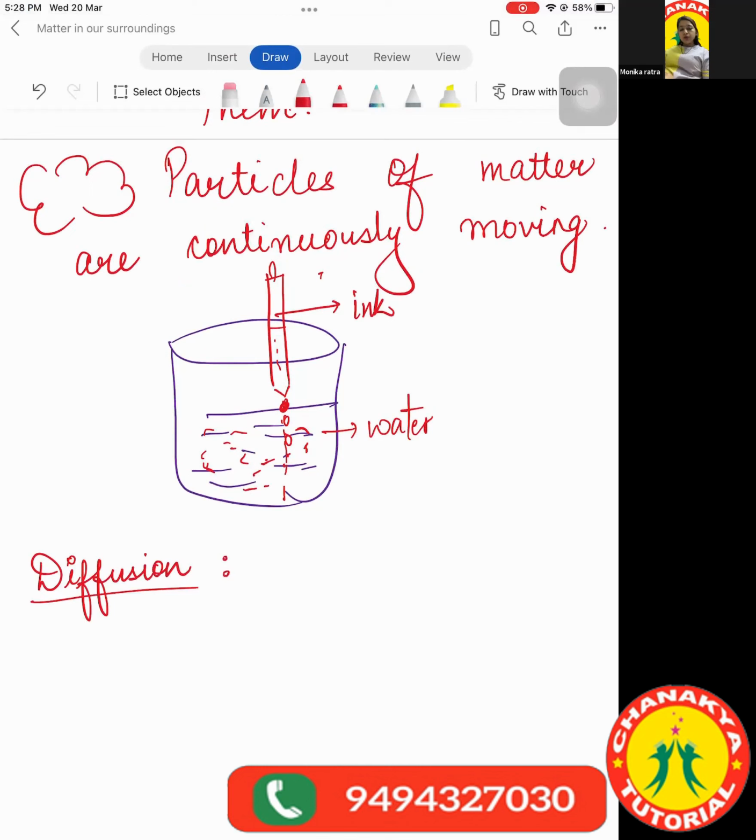So what is diffusion? The intermixing of particles. I will explain the meaning also.